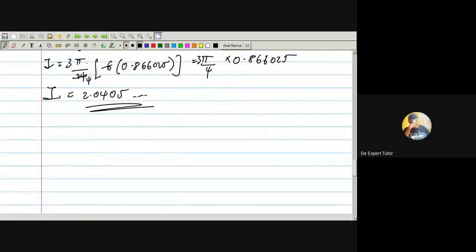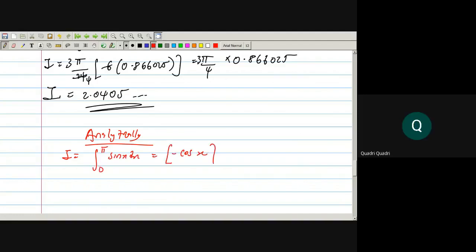Analytically, we have I equal to the integral from 0 to pi of sine x dx. That gives me minus cos x, from 0 to pi. Which is minus cos pi minus, minus cos 0. What does that give me?